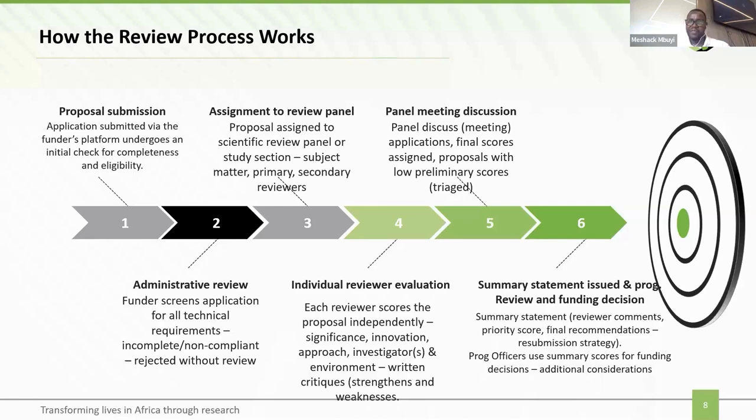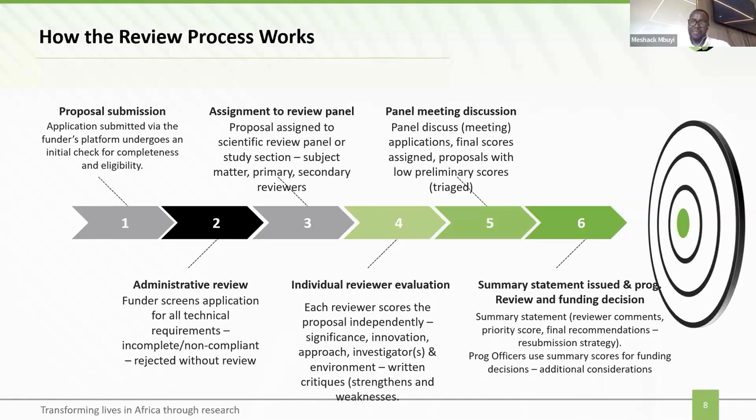And proposals that have low preliminary scores will be triaged. To be triaged means they will be put aside at that point. They will not go to the next level. Then the next stages are summary statement issued, and also program review and funding decision is made.